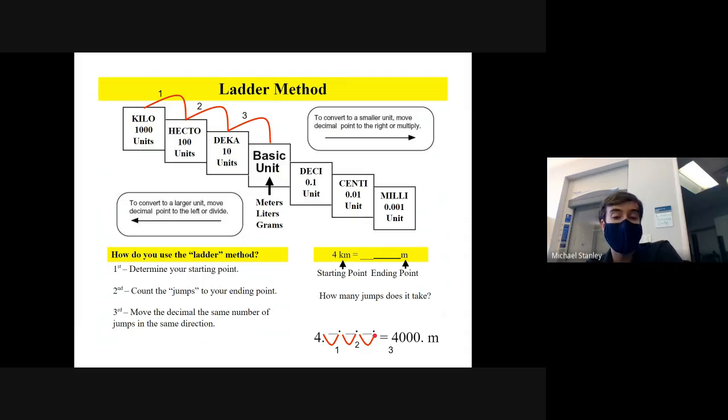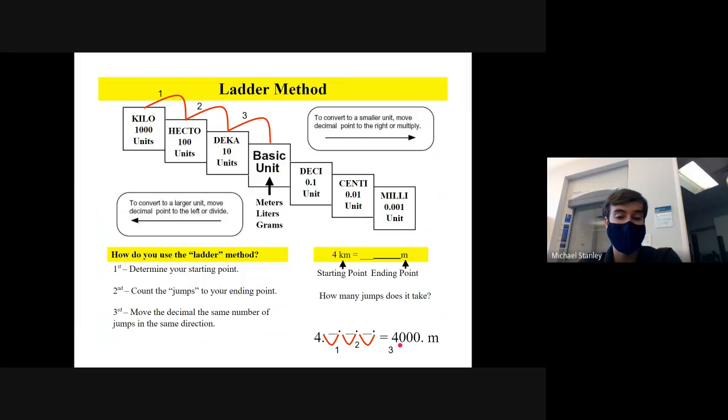And the important thing to remember about doing these decimal jumps is that wherever you end up with a blank space where you don't have any numbers that you're jumping by, you're just going to fill that in with a 0. So when we jump 3 spaces to the right, 1, 2, 3, we're going to put a 0 here, and a 0 here, and a 0 right here. And that is going to give us 4,000 meters.